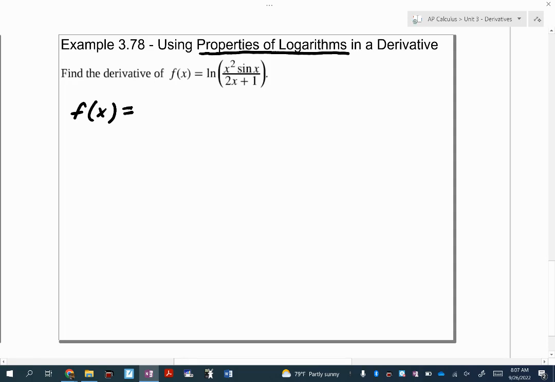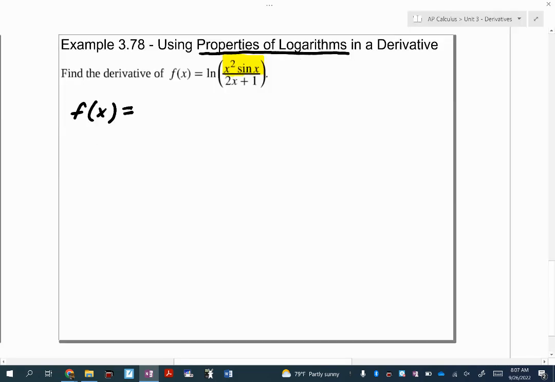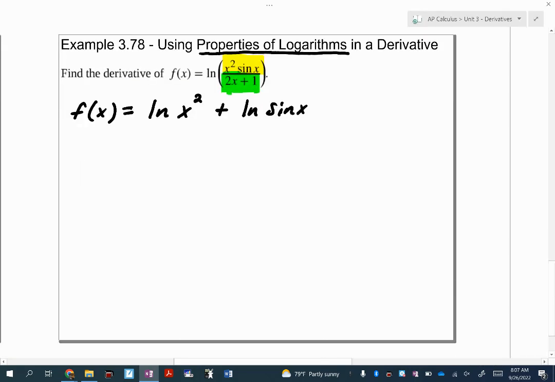If you look at the numerator, I have x squared times the sine of x. So if I were to break that up, I can write the natural log of x squared plus the natural log of the sine of x. All right, so breaking it up by giving them their own logarithms. And then if you look at the denominator, you've got 2x plus 1. And if you remember from how to expand that from last year or the year before, you're going to subtract the natural log of 2x plus 1.